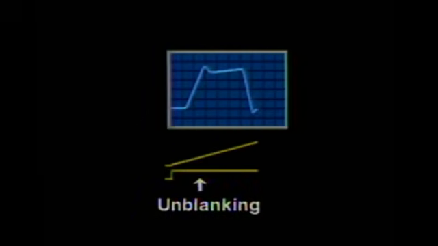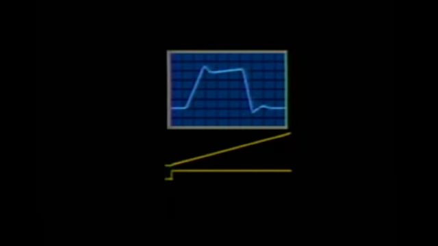The word blanking means turning off the electron beam so nothing is displayed on the screen. Unblanking means turning the trace back on. Typically, a blanking pulse is a negative square wave, while an unblanking pulse is a positive square wave. Without some means to turn the beam off, we'd see retrace with every sweep.